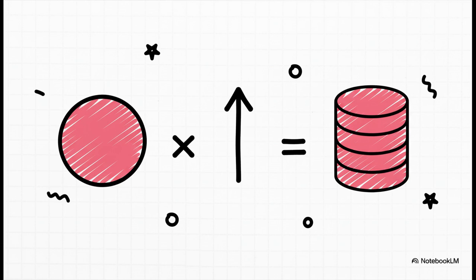So yeah, this is the core idea you really want to lock in. Area of the base times the height equals volume. Honestly, if you can just remember that one little equation, you're already halfway there. So now let's see how this one simple idea helps us figure out the specific formula for our cylinder.